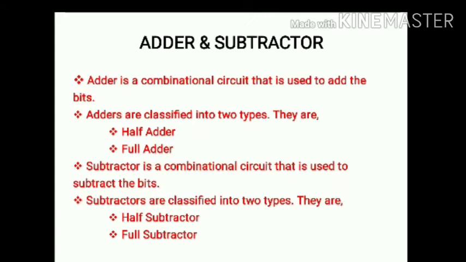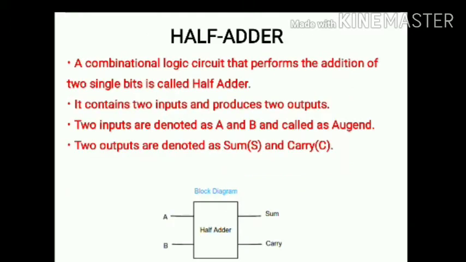What is an adder? What is a subtractor? Adder is a combinational circuit that is used to add the bits. It is classified into two types. They are half adder and full adder. Subtractor is a combinational circuit that is used to subtract the bits. Subtractors are classified into two types. They are half subtractor and full subtractor.